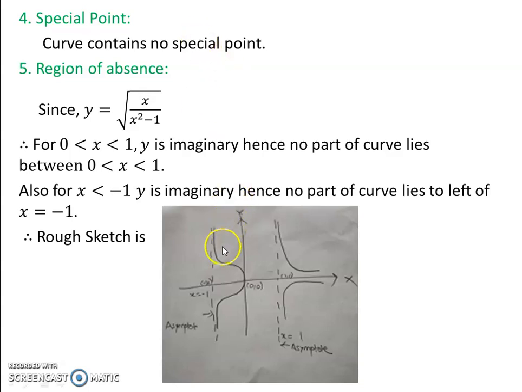Now, 0, 0 is not a special point, so why is this nature there? Because you can simply put in values between 0 and minus 1, place the points, and join them by a curve. We will get this nature. This is the nature of the curve. So x equal to 1 is an asymptote, and x equal to minus 1 is another asymptote. As I said, the sketch carries only 2 marks.